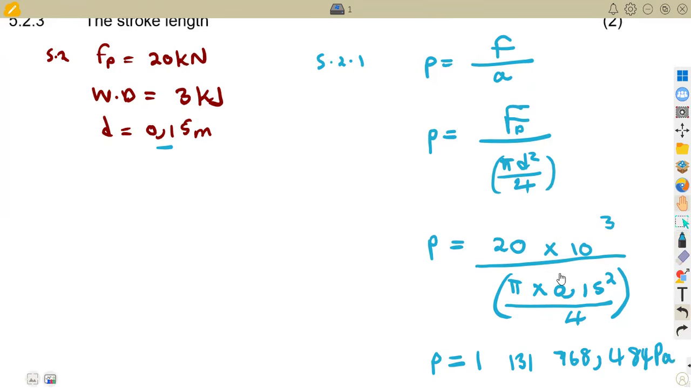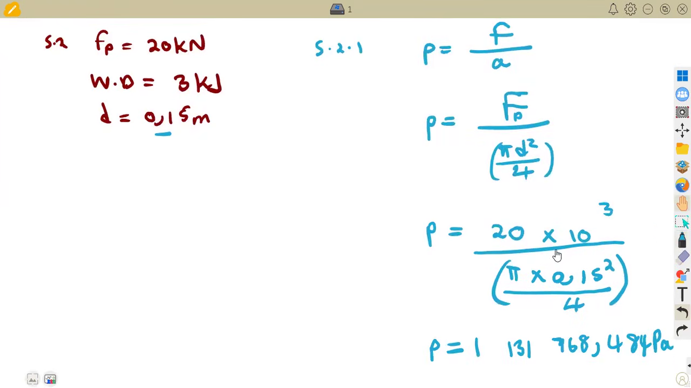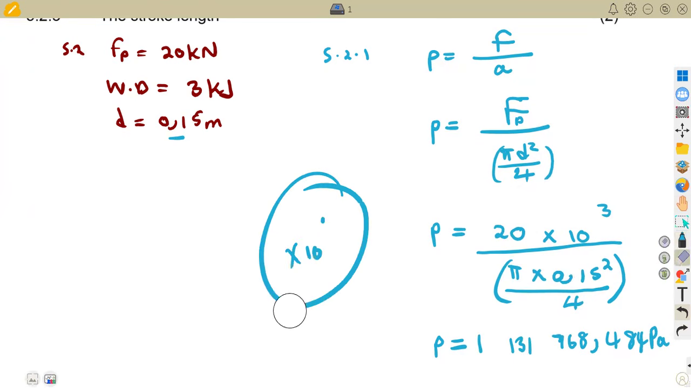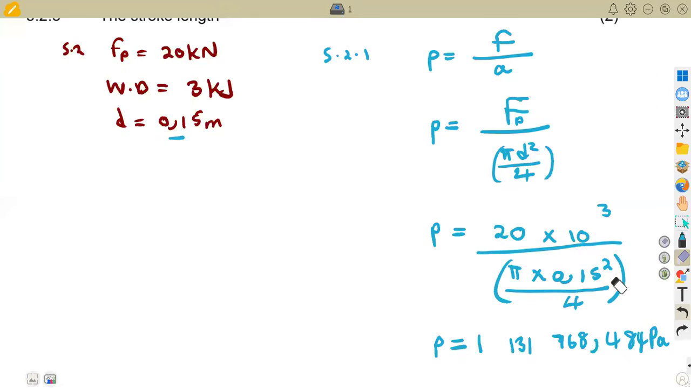Remember, pressure is measured in what? In Pascal. But you can convert to megapascal. This is a million, 10 to the exponent of 6. So we simply have to multiply the whole value by the inverse of 10 to the exponent of 6, which is 10 to the exponent of minus 6. It gives you a value which is now in megapascal. So if you multiply by 10 to the exponent of negative 6, you're going to obtain 1.13, 17, and so on, which is 1.132 to 3 decimal places.